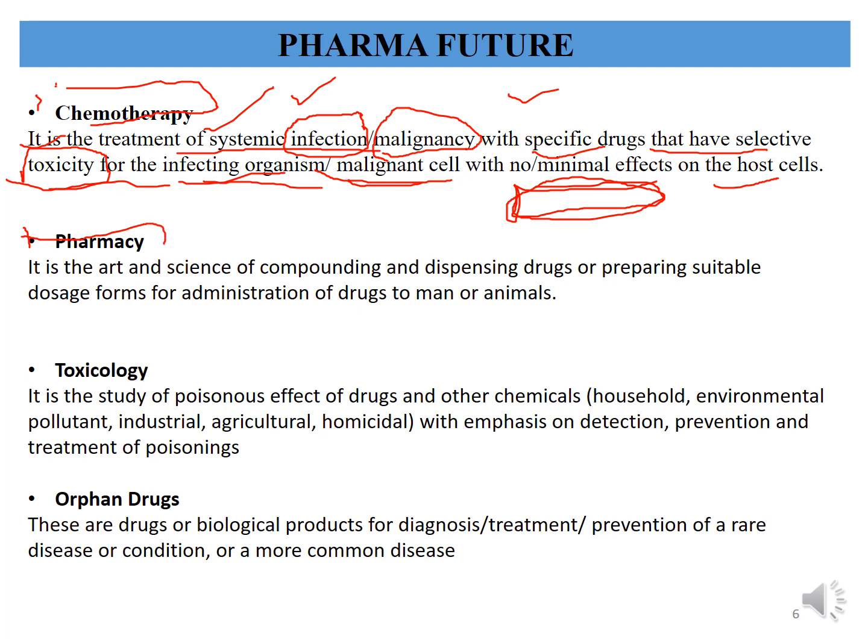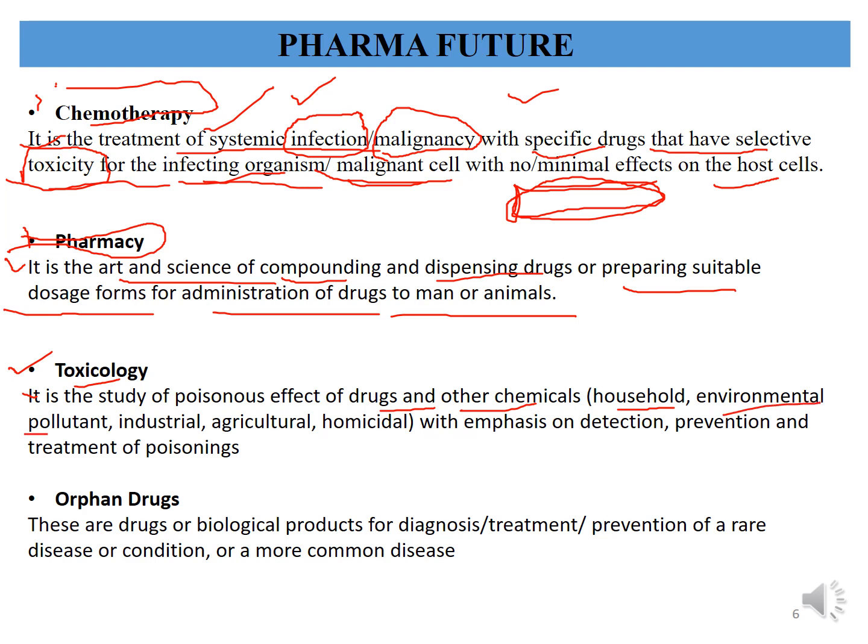Second one, pharmacy. Pharmacy is the art and science of compounding and dispensing of drugs, or preparing suitable doses for administration of drugs to man or animal. Next, toxicology. It is the study of poisonous effects of drugs and other chemicals such as household chemicals, environmental pollutants, industrial, agriculture, homicide, with emphasis on detection, prevention, and treatment of poisoning.